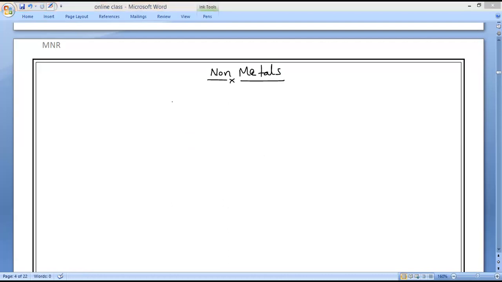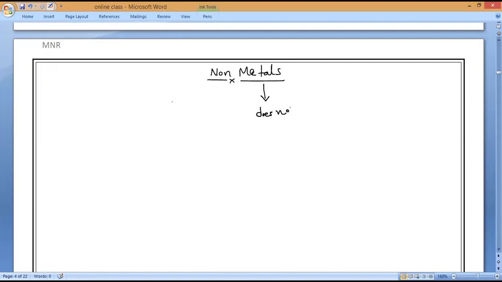Metals are malleable in nature, but non-metals are neither malleable nor ductile, and they do not conduct electricity. This is all we studied in the last class.